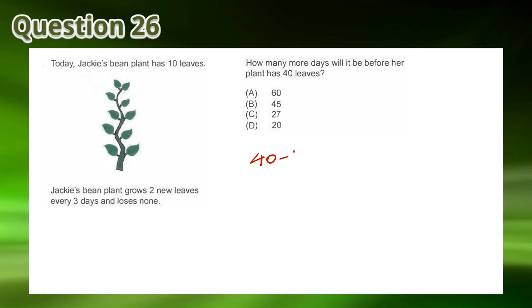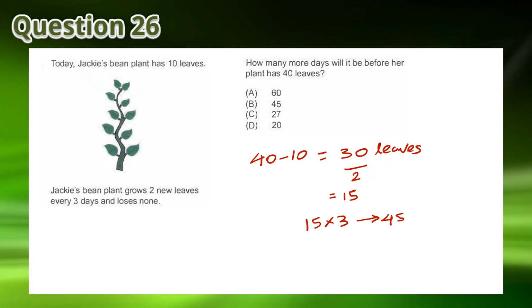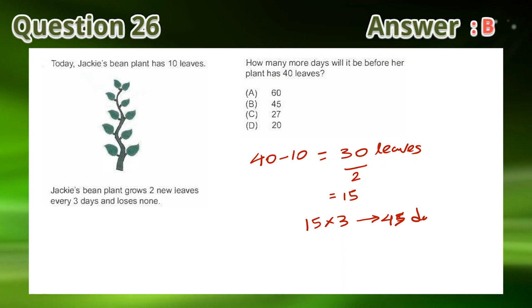Jack's plant already has 10 leaves, and we'll need 30 more leaves to get to 40. We can divide this by 2 to get 15, and since the plant grows 2 new leaves every 3 days, we have to multiply this by 3. We get another 45 days until the plant can grow 40 leaves. So the answer is B.